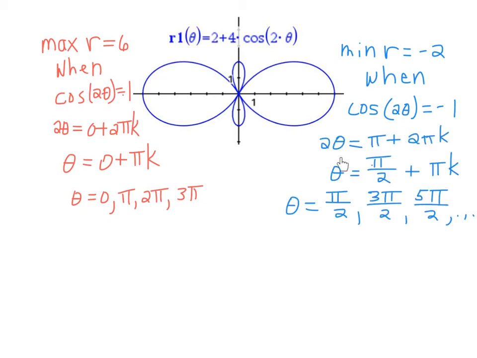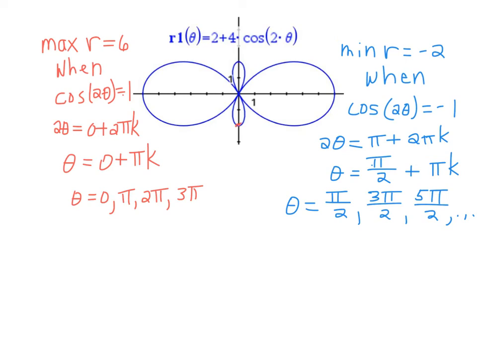Doing the same thing here, the only time cosine is -1 is at pi, right? So that'd be pi plus 2 pi k. Dividing by the 2, we end up with pi over 2 plus pi k. So we can see that our minimum values, our -2's, are happening right at these places here for our angles. One thing I just want to point out, though, if I was to ask you, hey, what is this point right here?